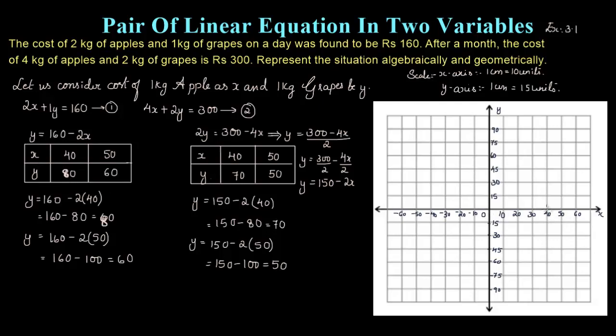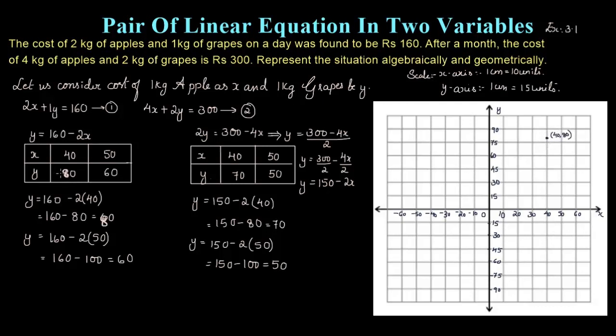So for 40 it is 80. So 40 on the x-axis here and 80 on the y-axis. It is not there, but after 75, 80 will be there. So 75, 80, 85, 90. So here it will be somewhere. Then let us just mark this point 40, 80.